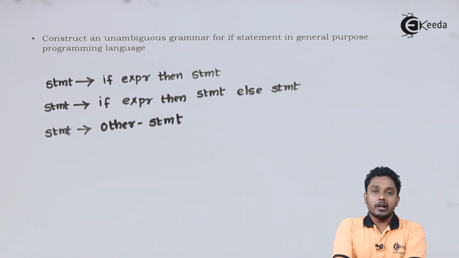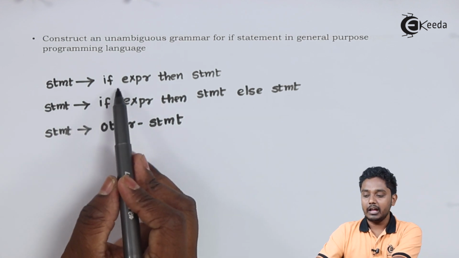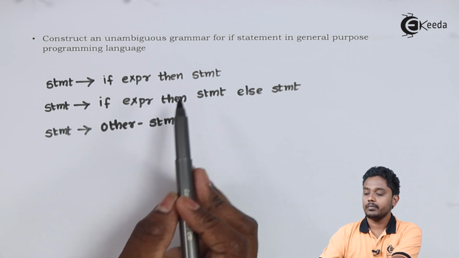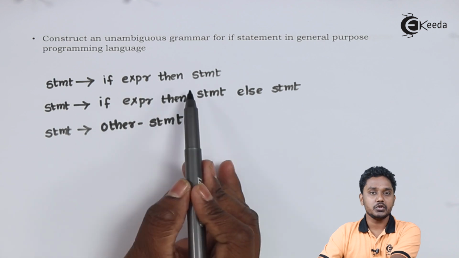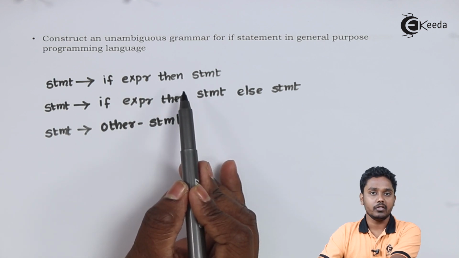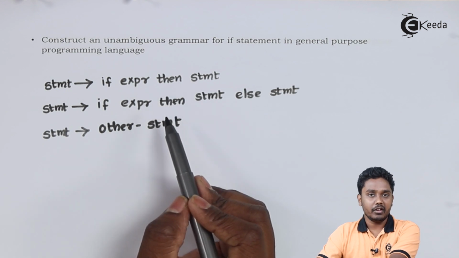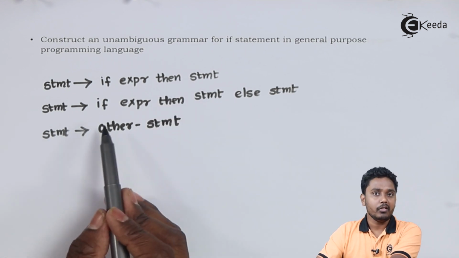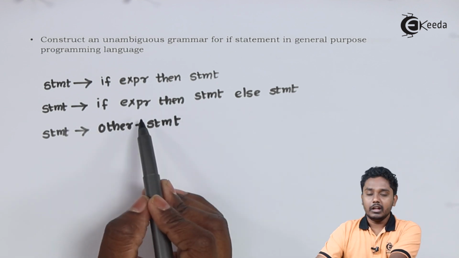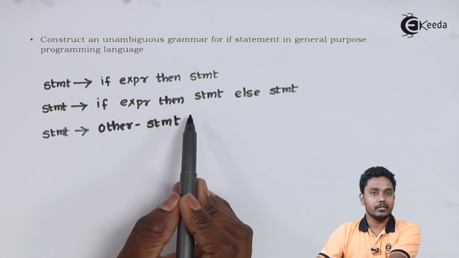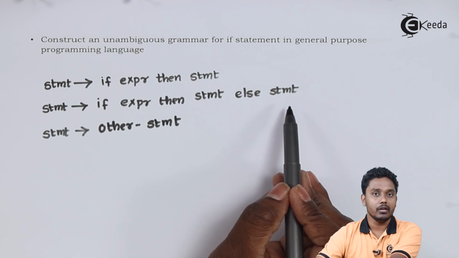Let us try to understand the grammar which is written over here. It says that a statement is an if followed by an expression and a statement, which means that if the expression evaluates to be true, the statement would be executed, or else the statement is neglected. If it is not a simple if, it may be followed by an else. So the second production says that a statement is an if followed by an expression, then a statement. If this expression is true, the statement is executed; instead, the second statement is executed.